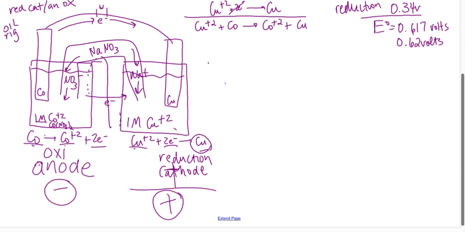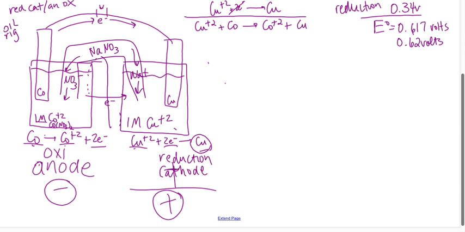Something else happens you can observe. We have big color changes going on in the solutions. Cobalt plus 2 is pink, and copper plus 2 is blue. So what's happening to my pink color as the reaction proceeds? Gets more intense, and the copper plus 2 gets lighter. So you'd actually visibly see that color change happening if you were running this cell.